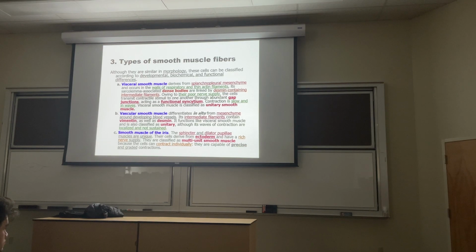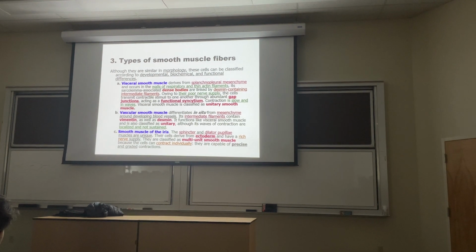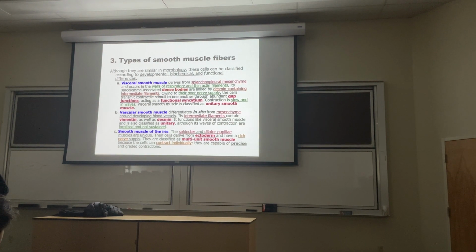When we look at smooth muscle, it is in these three major places. The first is the viscera. The viscera simply means the internal body organs. And in the walls of most of our organs and ducts and tracts, we have smooth muscle. And that smooth muscle functions to move things through from proximal to distal.